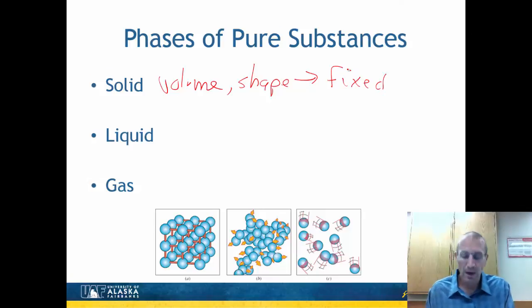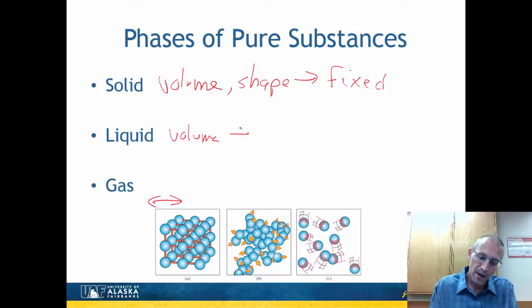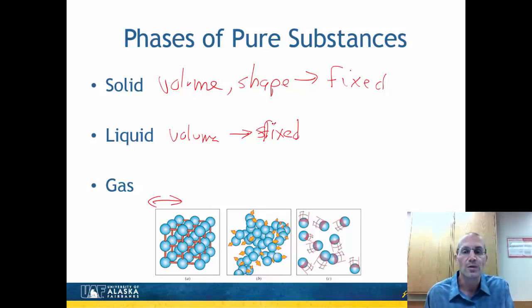The molecules are held very tightly together with intramolecular bonds. And although they're vibrating back and forth, recall when we talked about temperature, they stay in relatively the same position. So there's a fixed volume and a fixed shape. Now liquids have a fixed volume, but that's about it. Their shape is not fixed. Their shape is allowed to move around.